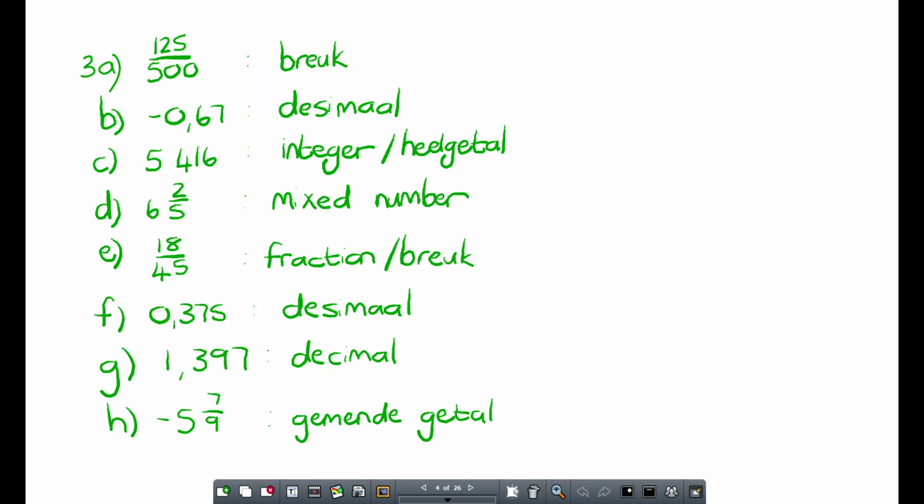Okay, so next one. Number 3 says classify each number below as an integer, a fraction, a mixed number, or a decimal number. A would be a fraction. B would be a decimal. C is an integer. D is a mixed number. E again a fraction. F and G both decimals. And H is a mixed number. That's on the next page. Everyone fine here?